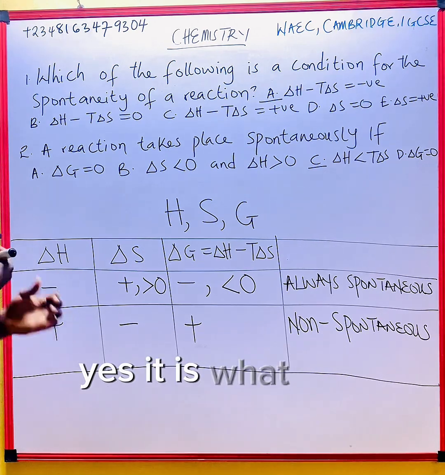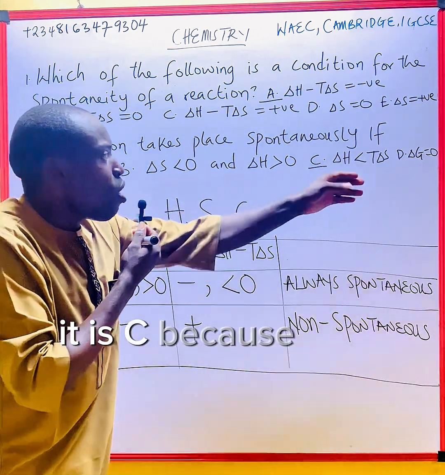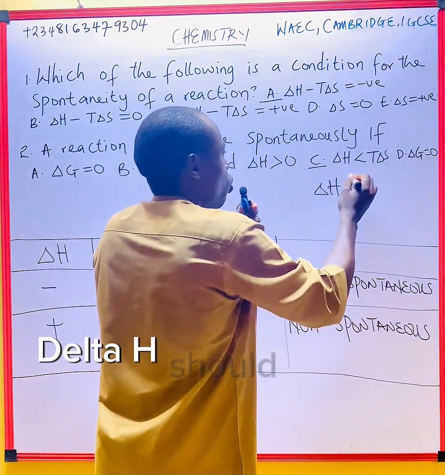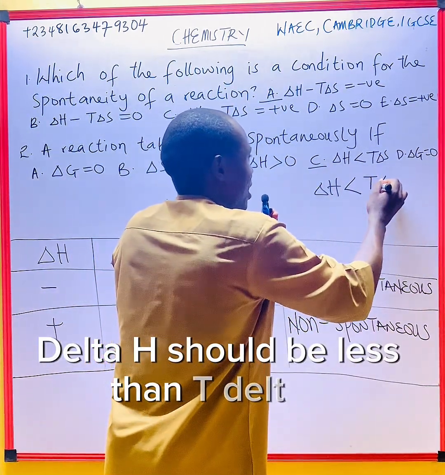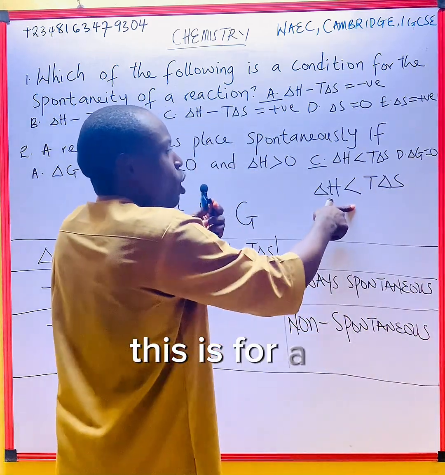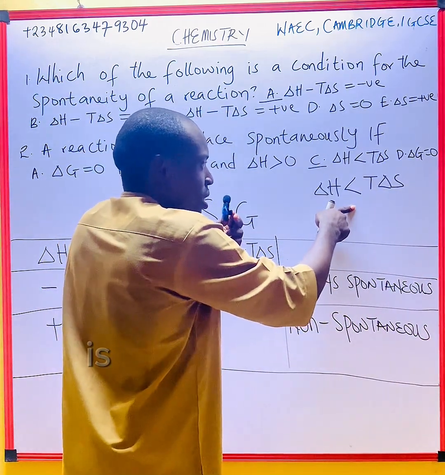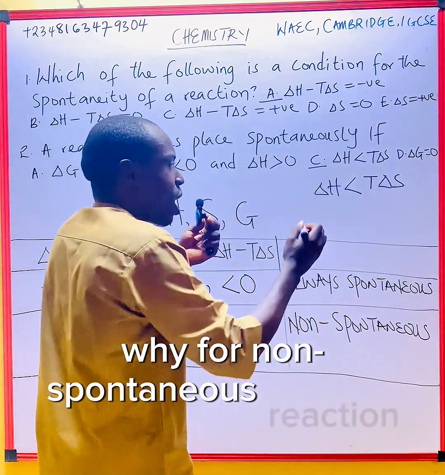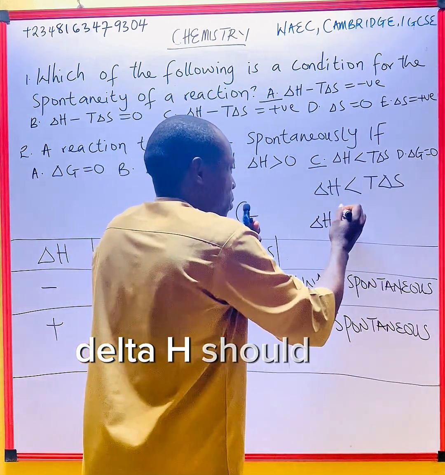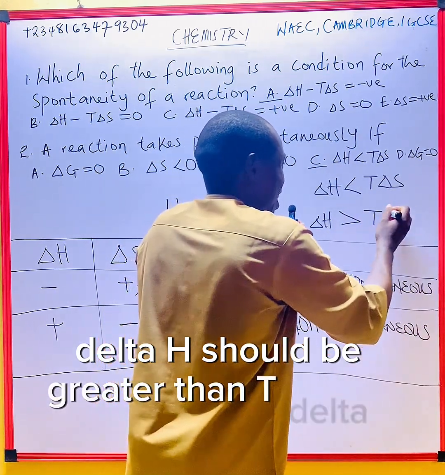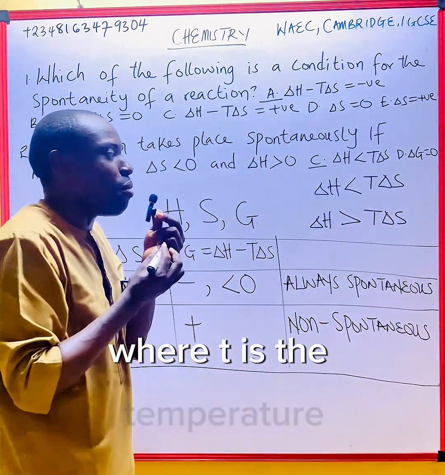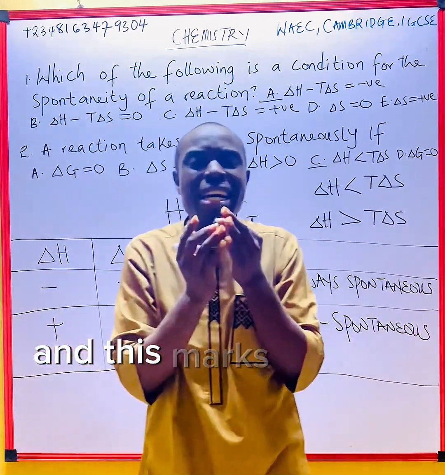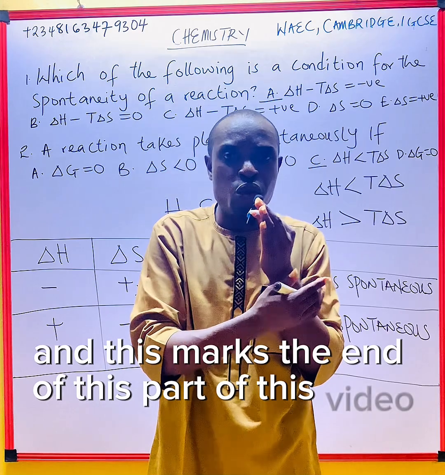It is C, because for a reaction to be spontaneous, delta H should be less than T delta S. This is for a spontaneous reaction. Is that clear? While for a non-spontaneous reaction, delta H should be greater than T delta S, where T is the temperature, delta S is the change in entropy, and delta H is the change in enthalpy. And this marks the end of this part of this video.